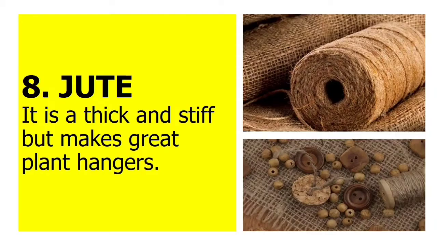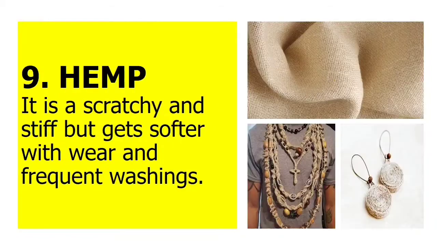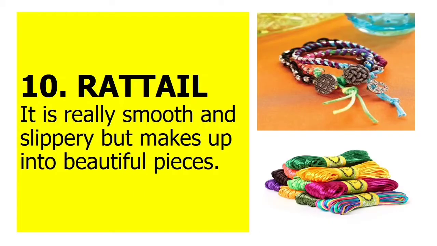8. Jute is thick and stiff but makes great plant hangers. 9. Hemp is scratchy and stiff but gets softer with wear and frequent washings. And lastly, rat tail is really smooth and slippery but makes up into beautiful pieces.